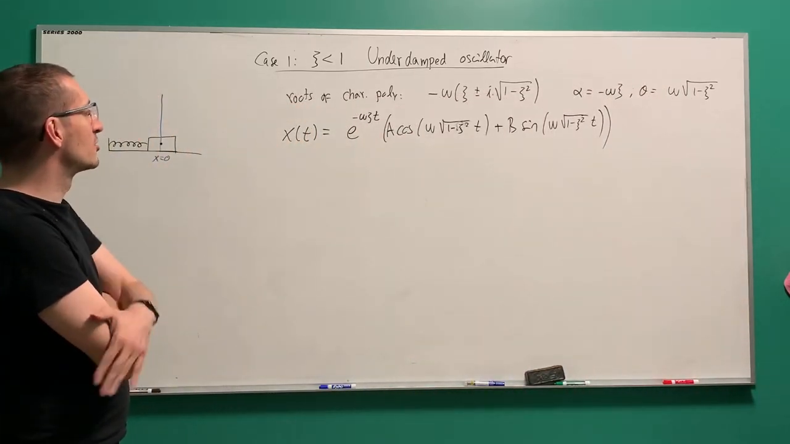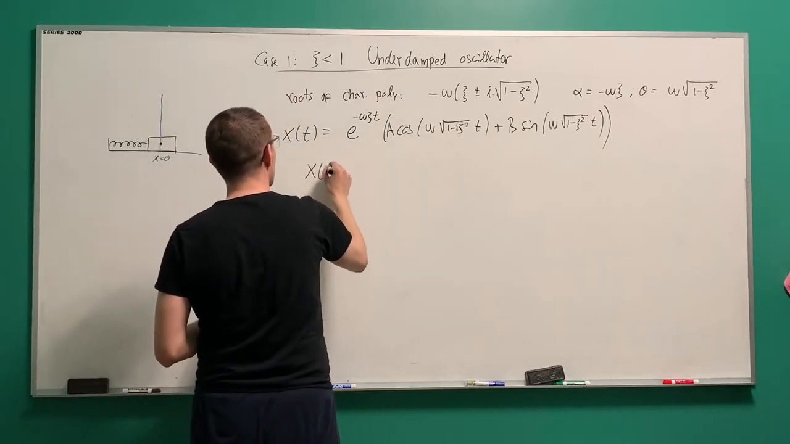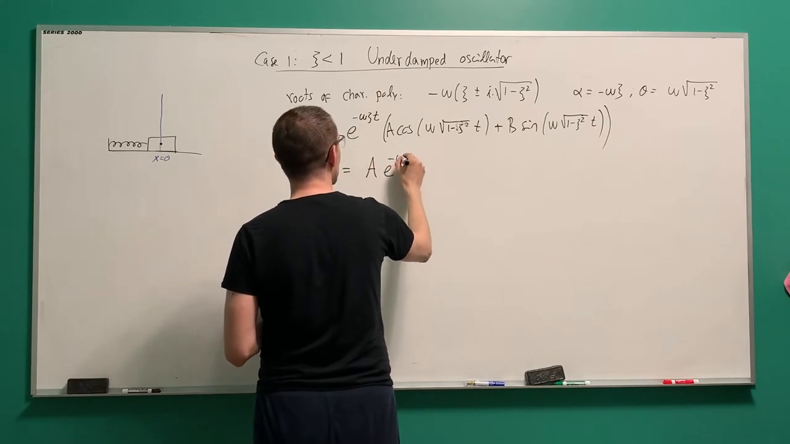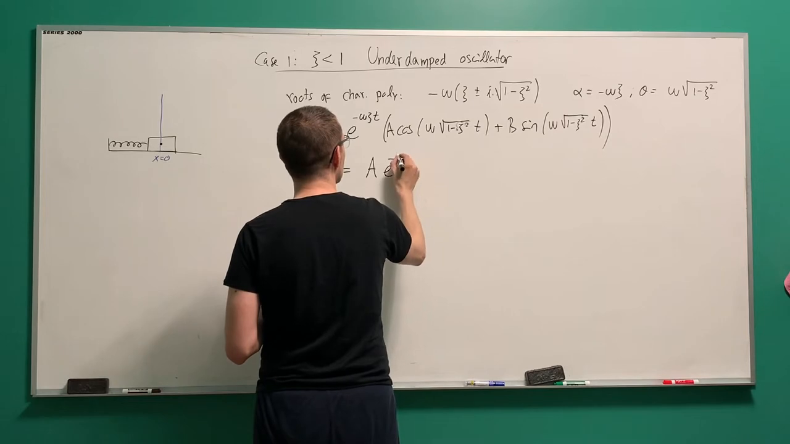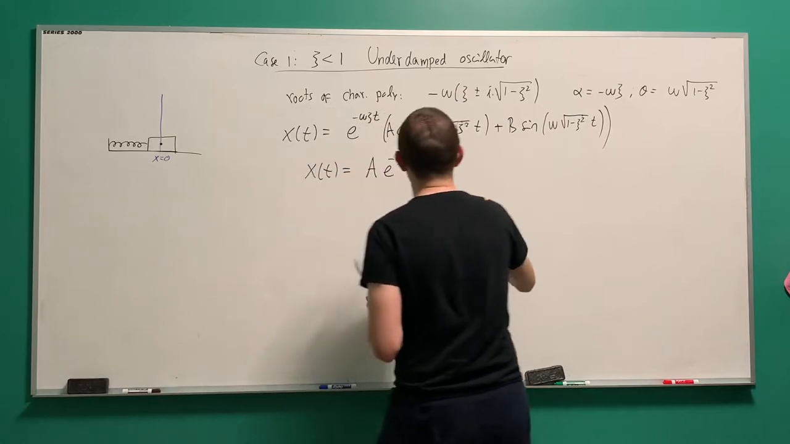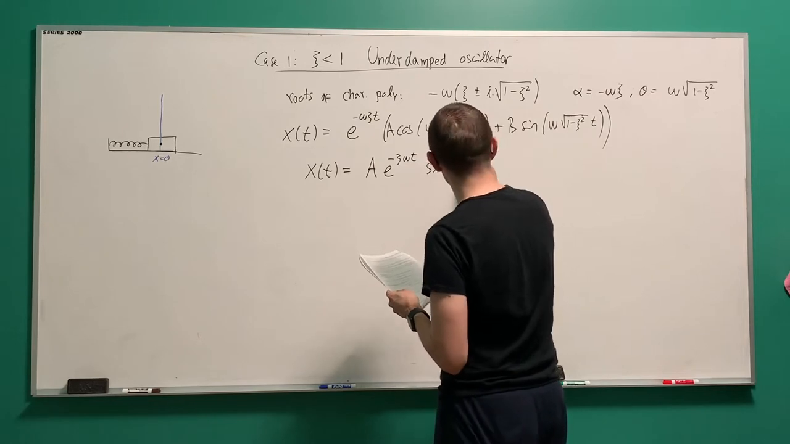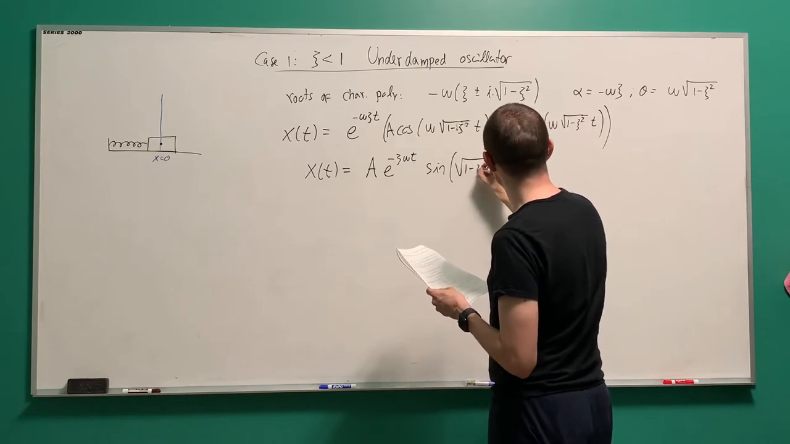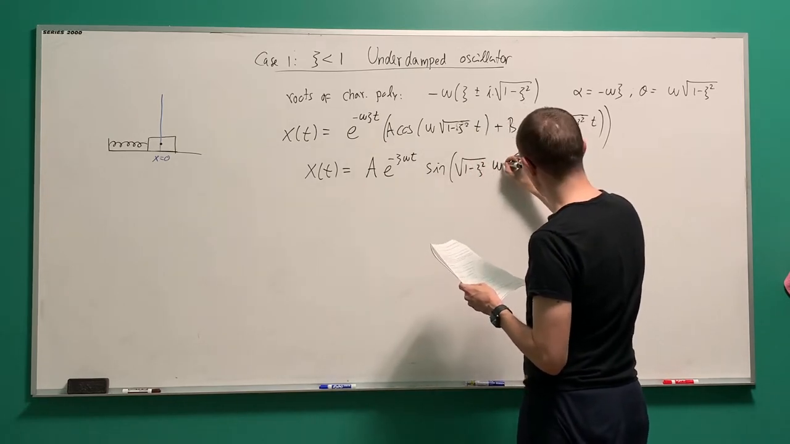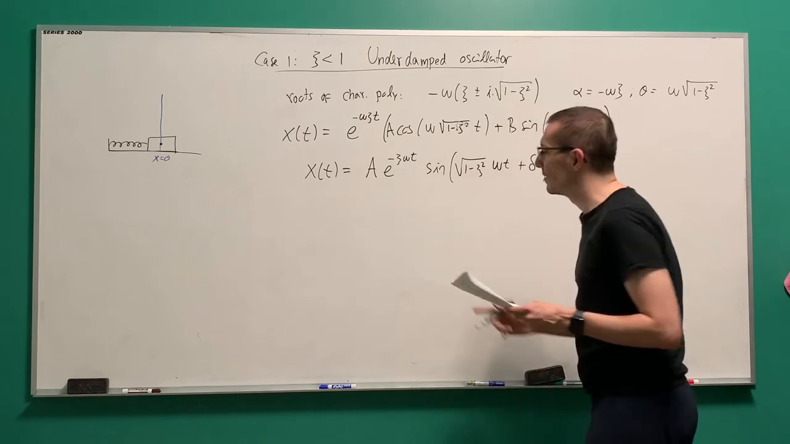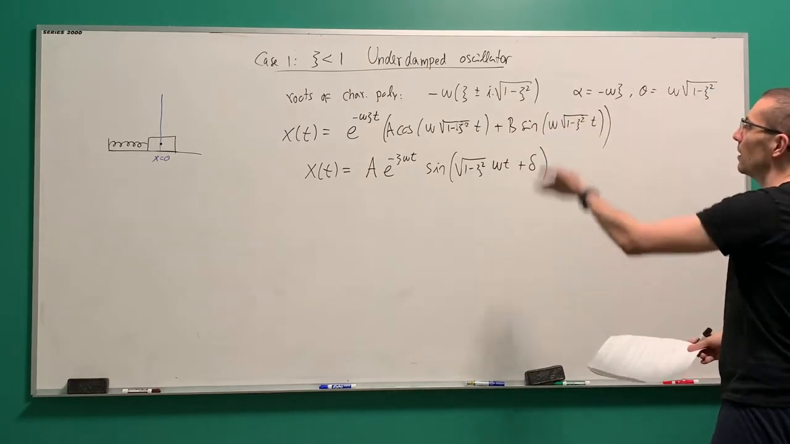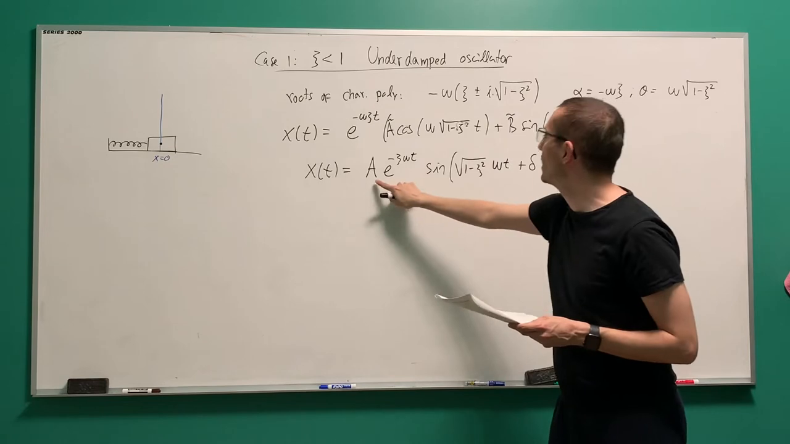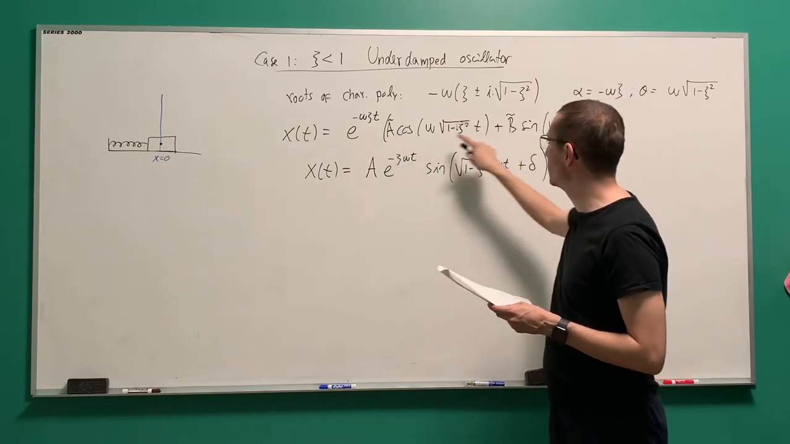So remember that we can also write this alternatively in terms of the following. One constant A, e to the minus psi omega t, times the sine of theta t. So theta would be square root of 1 minus psi squared multiplied by omega t plus some constant delta. This is the one we're going to use for the harmonic oscillator. They're equivalent. You can actually find, so that constant, let's call this one A tilde, they're different constants, and B tilde. You can write A as a function of A tilde and B tilde, and delta as a function of A tilde and B tilde.